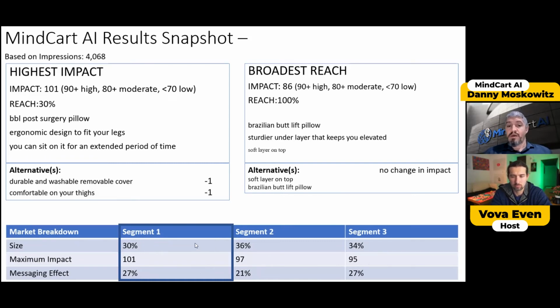Now, if you notice, it's also the smallest size, but these are still relatively equal in size. Yes. Okay. But the point is, if you try to make everybody happy, you're not going to make anybody happy. So it's better to target one audience if you want to get the most sales, than to try to make everybody happy. That's why broadest reach is trying to make everybody happy. So it's going to get a lot of clicks because it's bringing ideas that appeal to different groups of people. But the highest impact is focusing on one group that's most interested in your product.